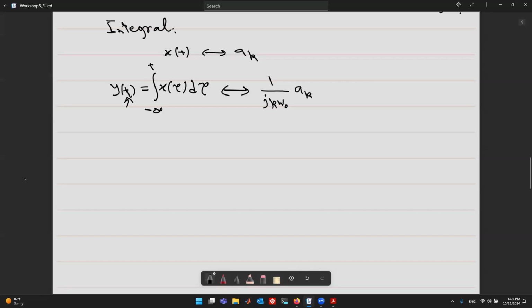There are two more important properties. Actually, I'll just mention them quickly. The multiplication.